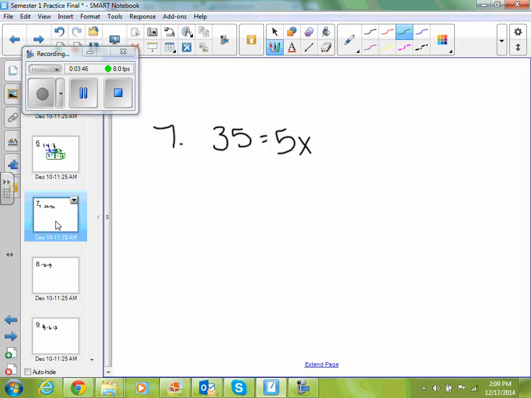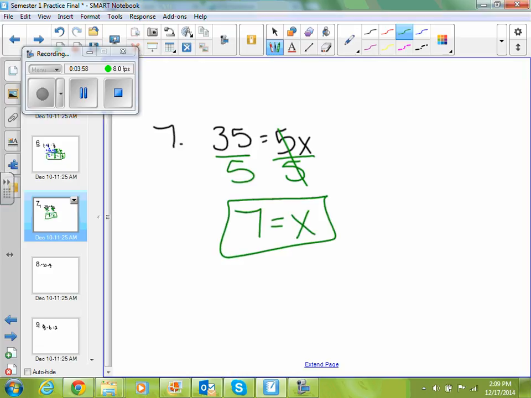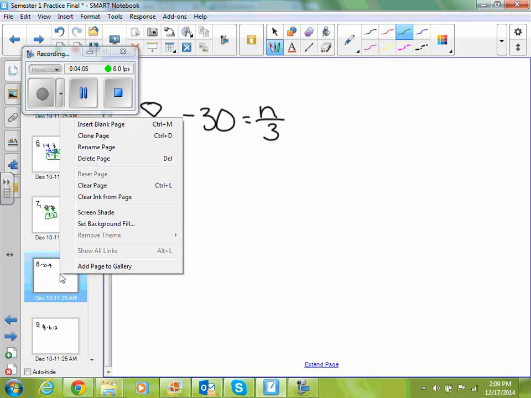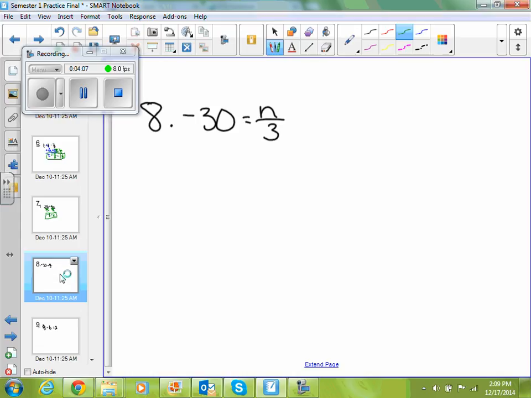Okay, number 7, 35 equals 5x. How do I solve that? Divide by 5. Very good, so x equals 7. Any questions on number 7? Okay. Why did I do that? It was a coincidence.